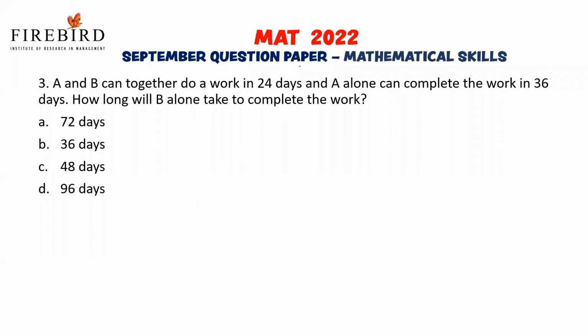See, it is a question based on the time and work problem. They have given, see, A and B together can do the work in 24 days. A alone can complete the work in 36 days. See, you should know one thing.